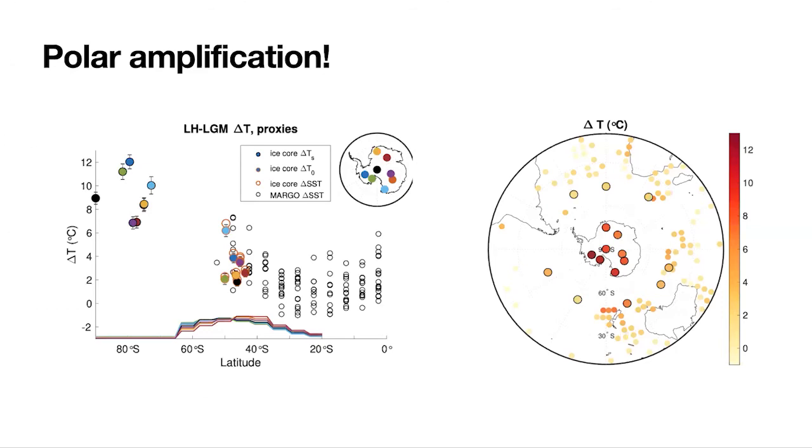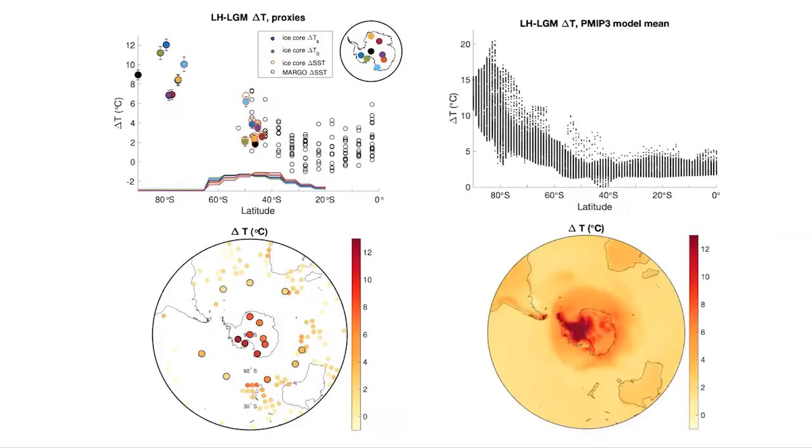We can compare this to what global climate models think happened between the last glacial maximum and today. And you can see, that's what I'm showing now on the right. You can see the patterns are largely similar, but there are real differences, both in the magnitude and the spatial variability in those temperature changes.